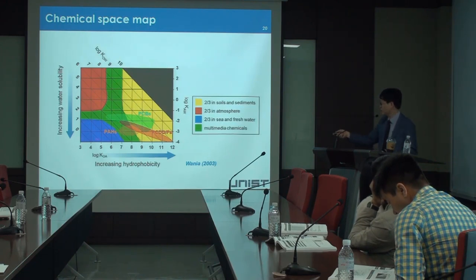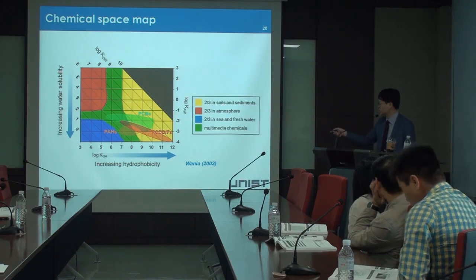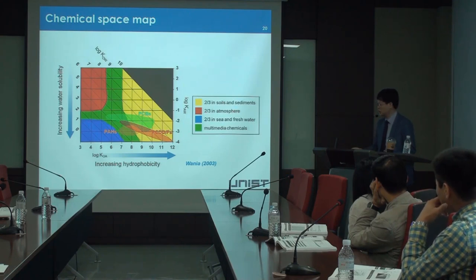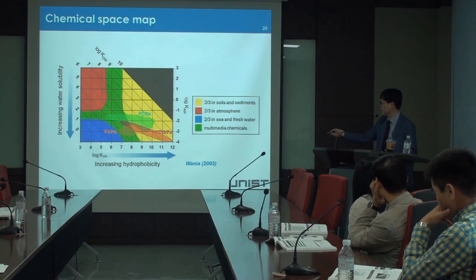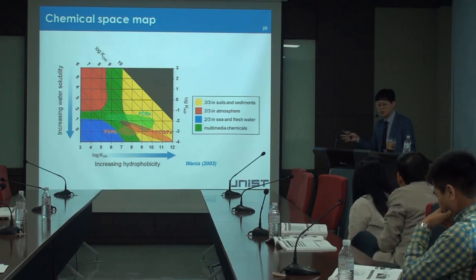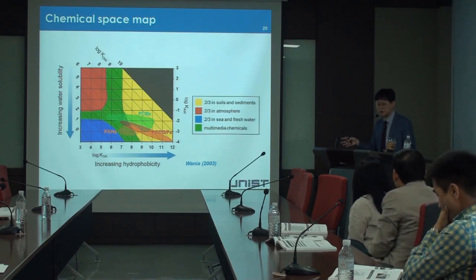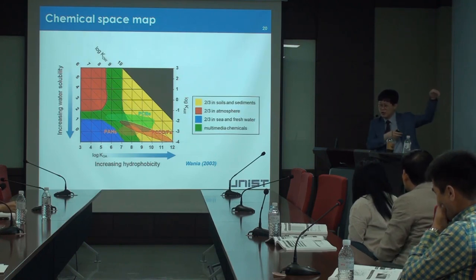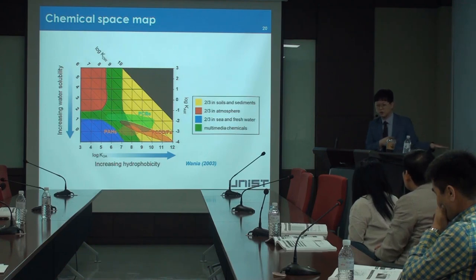When a chemical has properties here, it means it is a sea and freshwater chemical. Here are sediment and soil chemicals, and this part is the atmosphere. So many POPs lie between multimedia chemicals and soil and sediment chemicals. Most POPs exist in soil or sediment, so even if there is an emission into the air, mostly they end up in the ground environment.